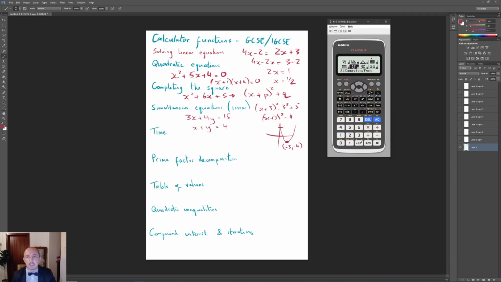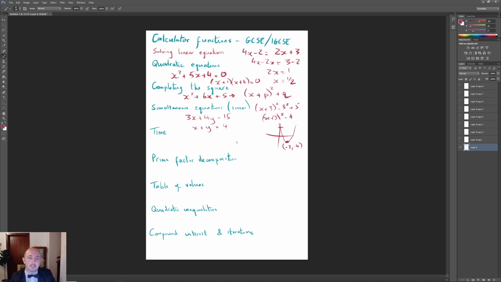But we can also use the same function, this time choosing simultaneous equations, and the number of unknowns for GCSE will always be 2. We can then type in the 3x, the 4y, and the 15, 1x, 1y, and 4. Okay, so when you go through all of that, where you multiply them, you subtract them, and find out x, we get x equals 1 and y equals 3. So we know that at the end we need to have the answers x equals 1 and y equals 3.